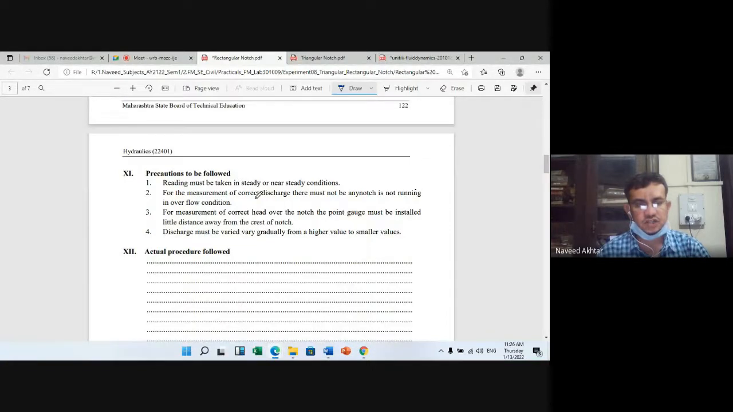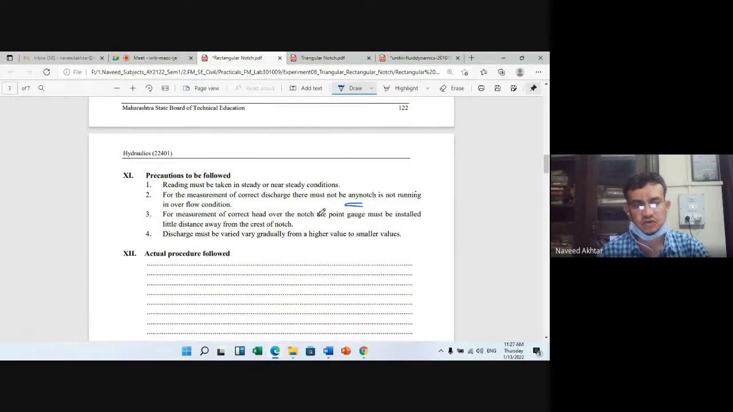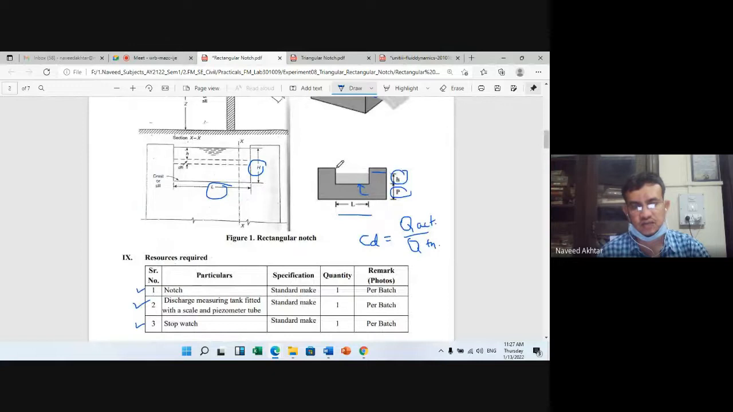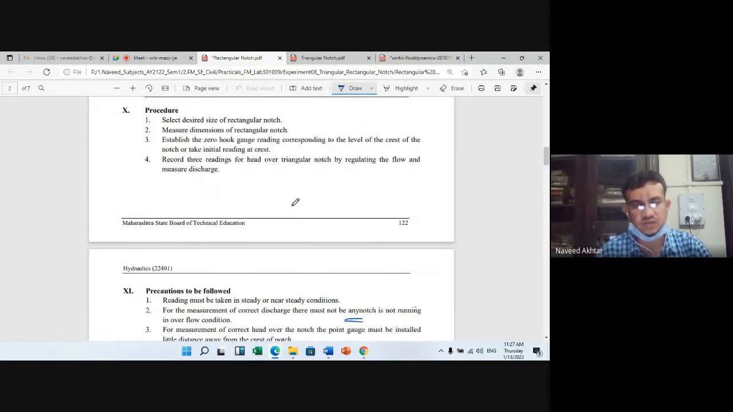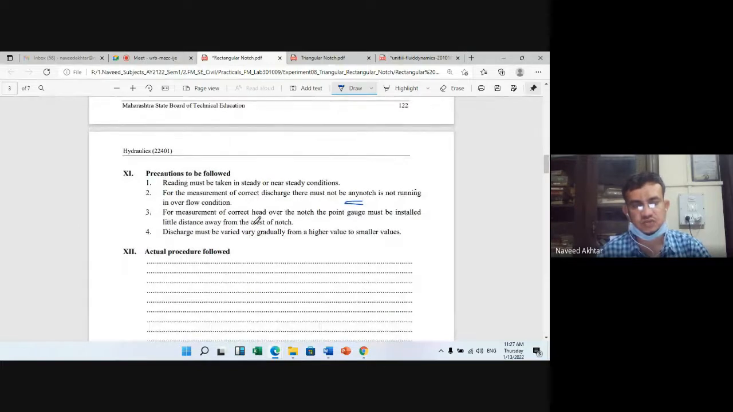Then you have to take precautions. Readings must be taken in steady or near steady conditions. When flow is steady, and for measurement of correct discharge, the flow through the notch must not be in overflow condition. Below this top level of your notch, the flow should be below the overflow. Otherwise you cannot measure properly. So that is the precaution you should take while doing the experiment in the laboratory.